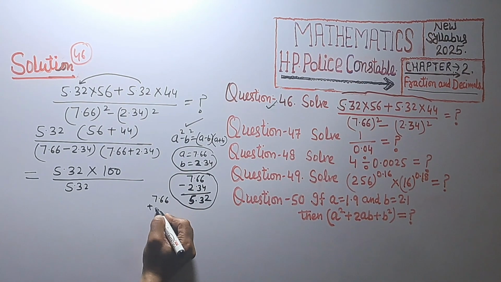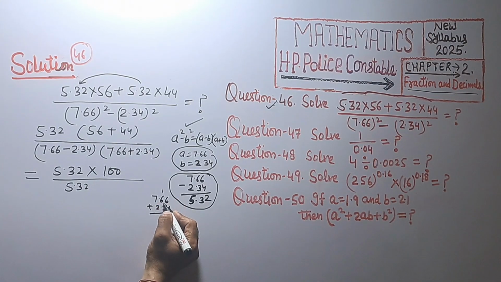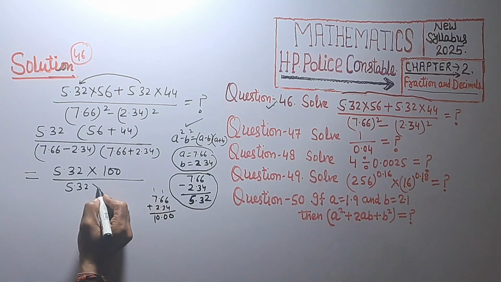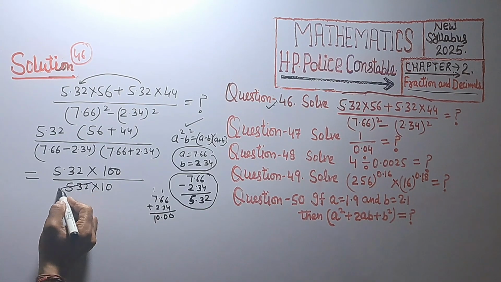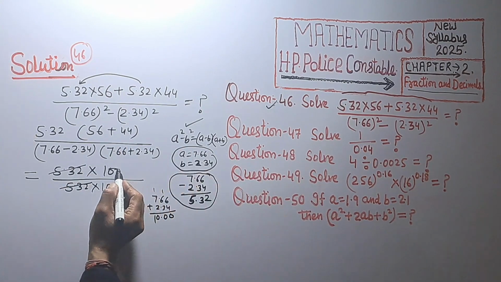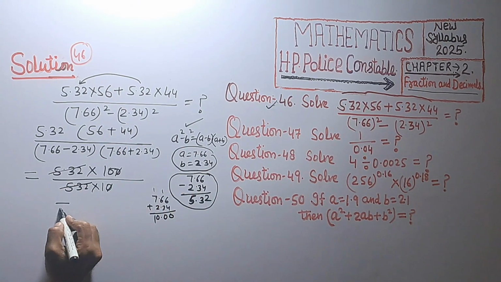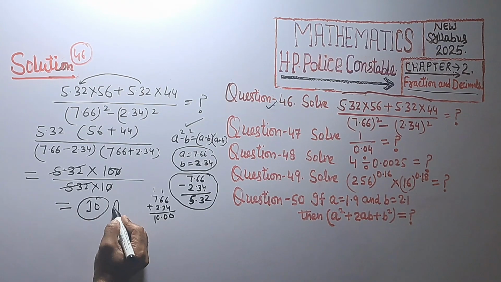And a plus b, that is 7.66 plus 2.34. 6 plus 4 is 10, 1 carry. 6 plus 3 is 9 plus 1 is 10, 1 carry. 7 plus 1 is 8 plus 2 is 10. That is complete, 10. Into 10: 5.32 and 5.32 are cancelled, and 100 and 10 are cancelled, and we get the answer, that is 10.